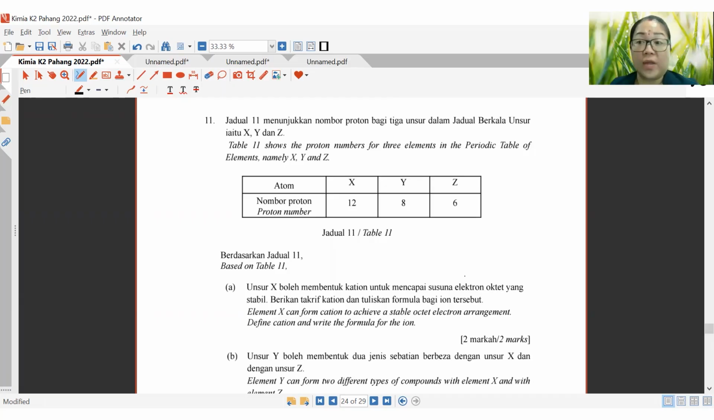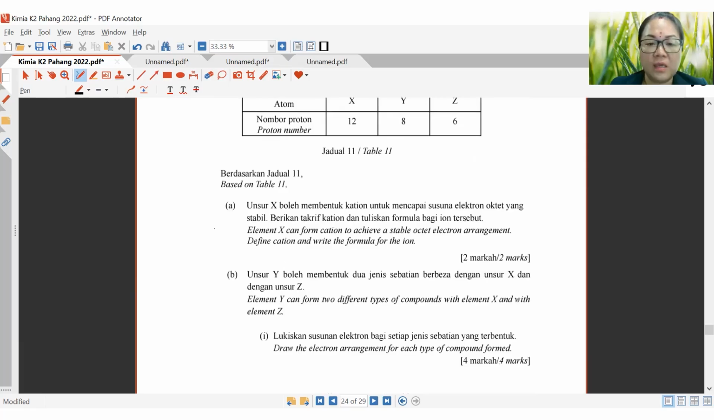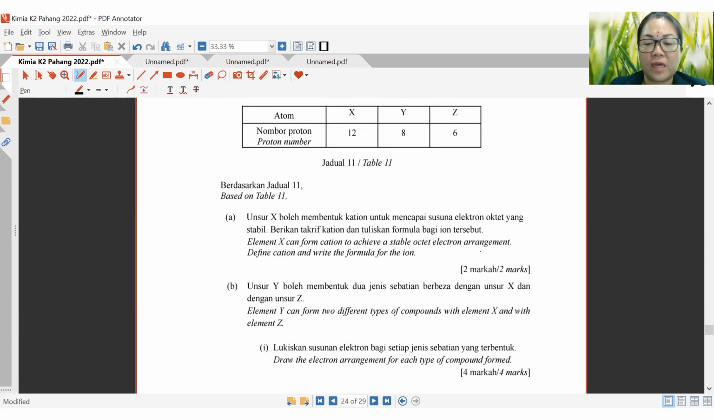Okay, for question 11, now let's look at table 11. It shows the proton numbers for 3 elements in the periodic table of elements, namely X, Y, and Z. Okay, we've got atom X, Y, and Z, proton number 12, 8, and 6. Based on table 11, A, element X can form cation to achieve stable octet electron arrangement. Define cation and write the formula for the ion.